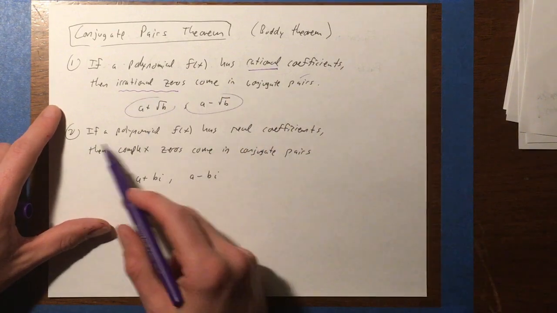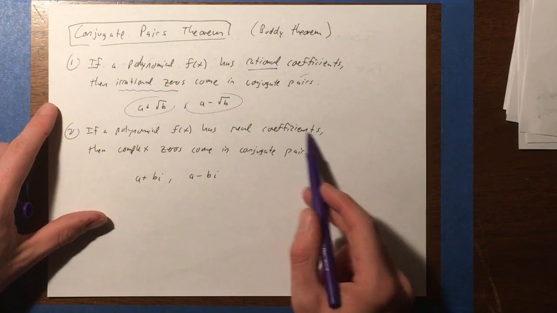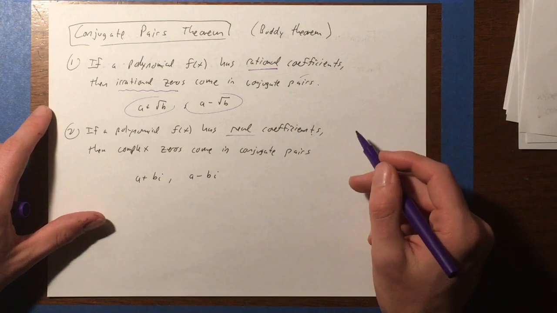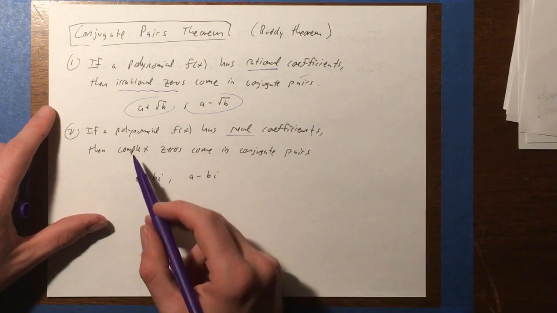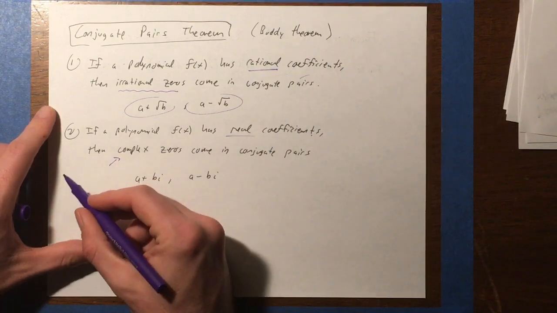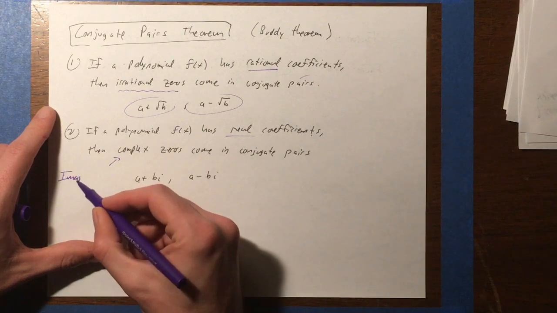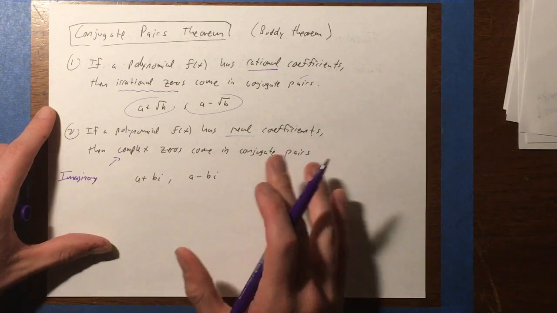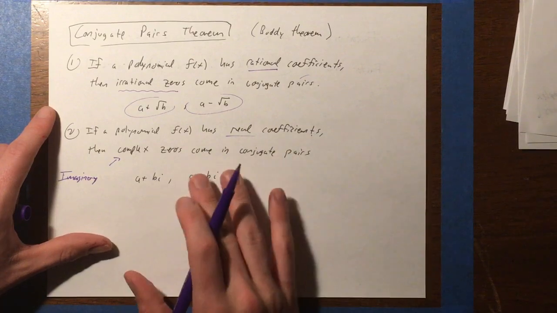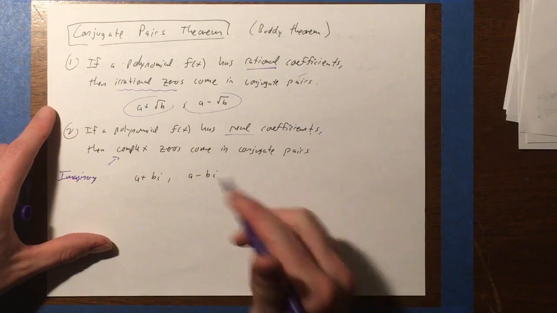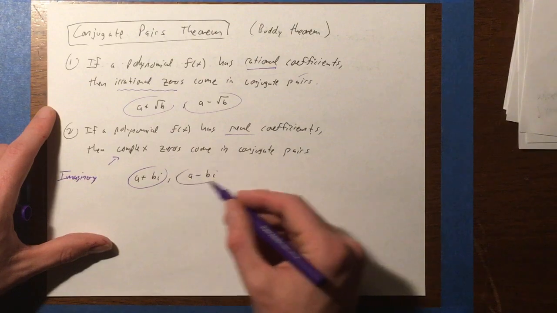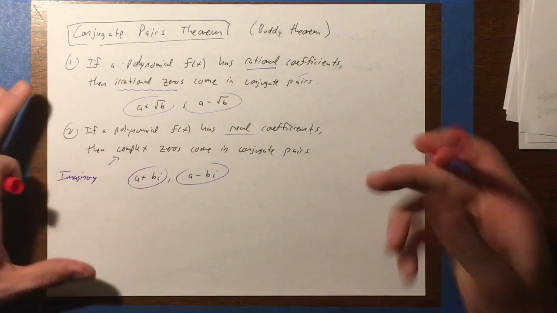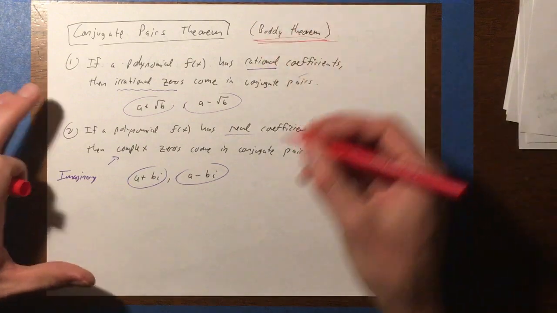And likewise, if a polynomial f of x has real coefficients, which would include rational numbers, but also irrationals and that sort of thing, then any complex, specifically imaginary, non-real zeros have to also come in conjugate pairs of this form, a plus bi and a minus bi. Now, I like to refer to this theorem as the buddy theorem, because I have an analogy for this.